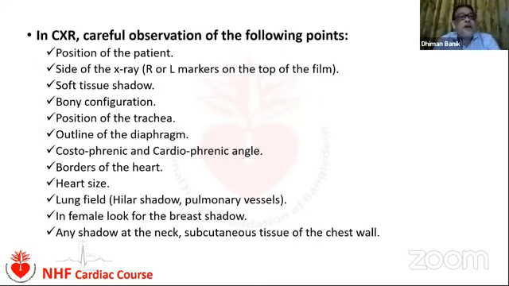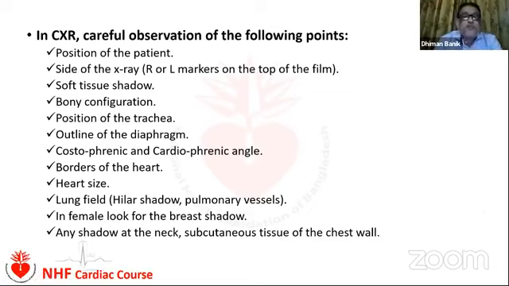In chest X-ray, these are the following important points where careful observation should be given in seeing a chest X-ray. That is the position of the patient. In the position, patient should be in straight position, because if the patient is rotated, then the findings will be distorted. And in the side of the chest X-ray, that is the marking of the right and left marker, the top of the film should be seen properly.